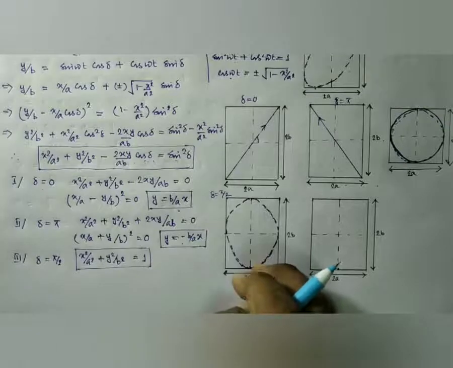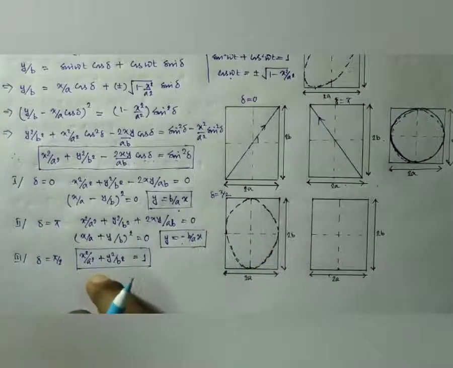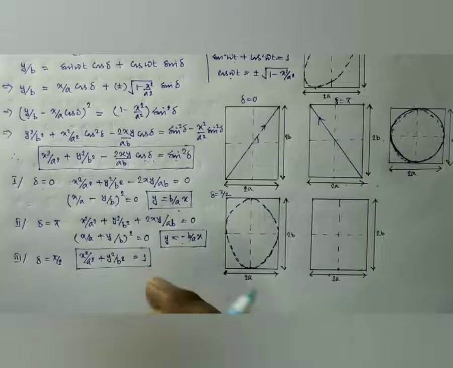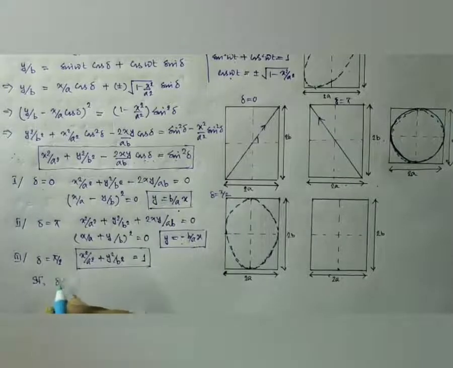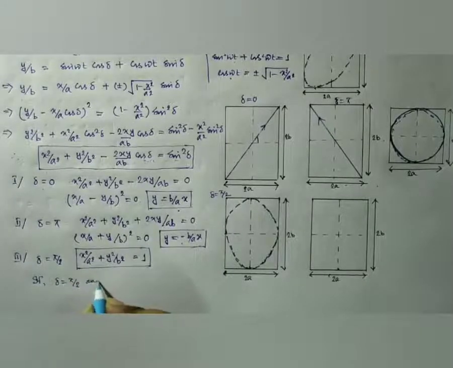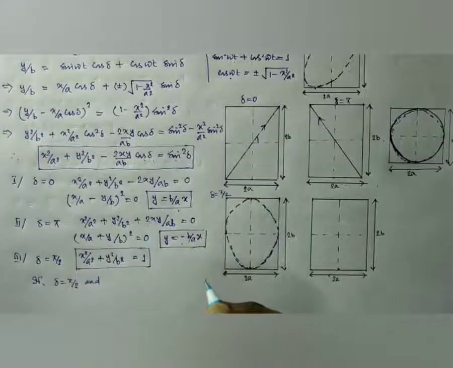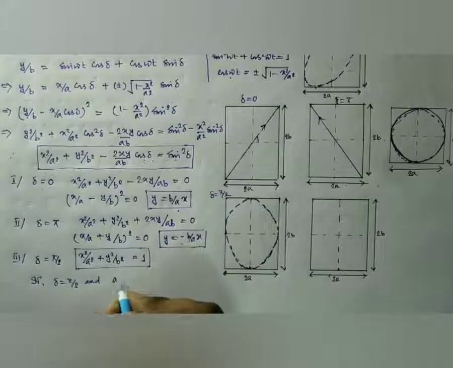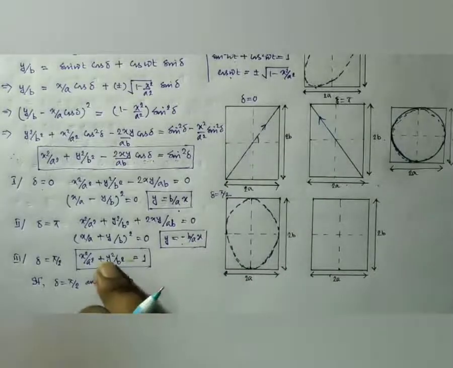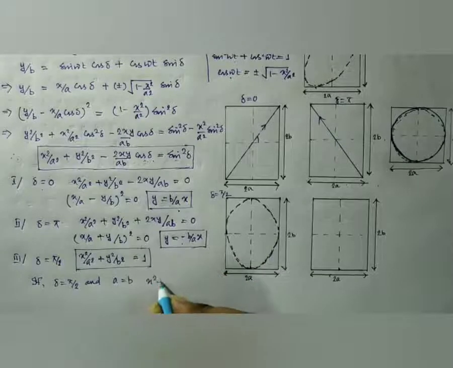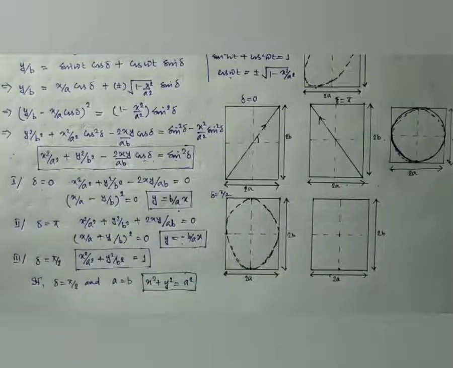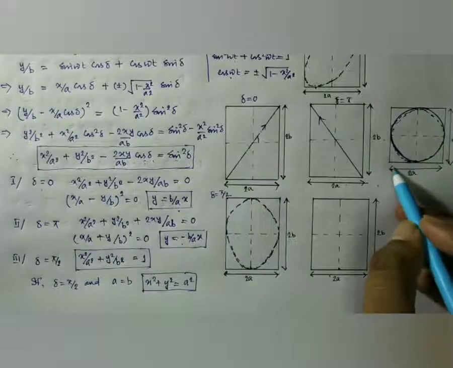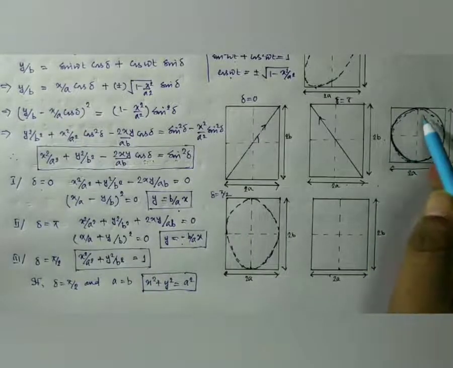And now in the same case, if the amplitudes of the superposing SHMs become the same, that means delta is pi by 2 and along with it the second condition, a equal to b, that means the amplitude is the same. Then this equation becomes x square plus y square equal to a square, or you can write b square as both are the same. It is an equation of a circle. This is drawn here. Look here, a and b become the same, so we get a circle.